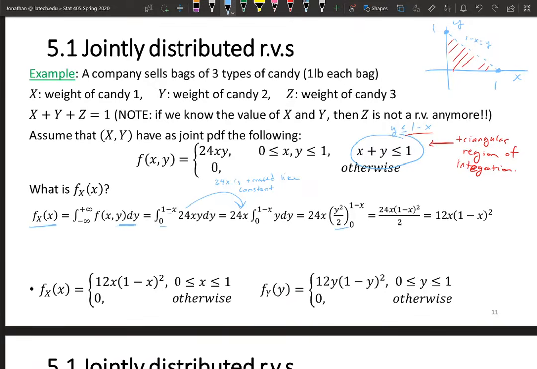And the integral of y is y squared over 2. And now we're evaluating that from 0 to 1 minus x. Plugging that in, we just get this term right here, 1 minus x squared over 2. And simplify that, we get 12x times 1 minus x quantity squared. So that's the marginal PDF f sub x. And I'm not going to derive it, but you would basically need to change the bounds to show that the marginal PDF for y is also 12y times 1 minus y squared.